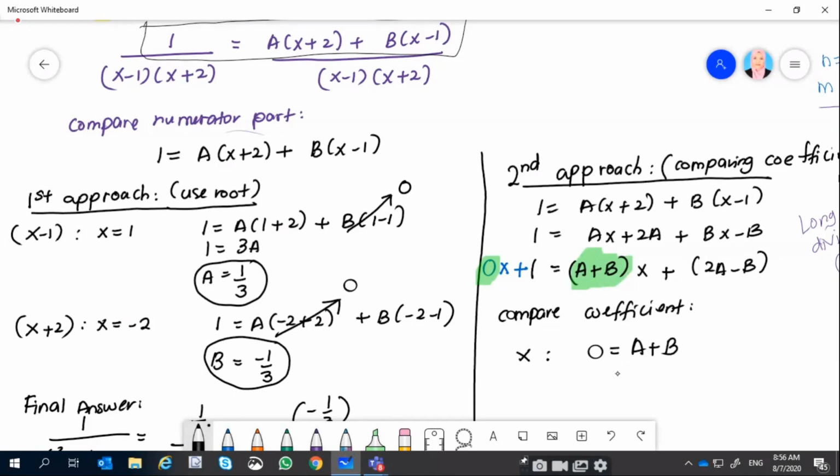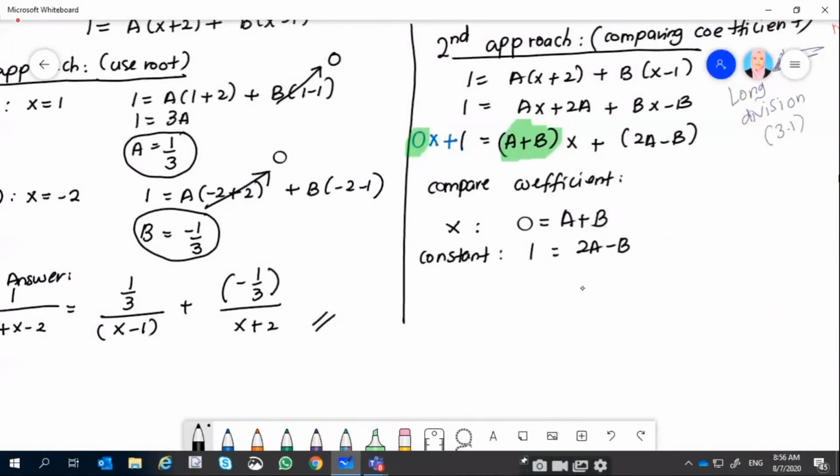Then you can solve for it. Before you solve it, proceed to the constant part. For the constant at the left hand side, it is 1, and at your right hand side, it is 2a minus b. Then you solve the simultaneous equations from here to get a and b. Then you have to solve the simultaneous equation.